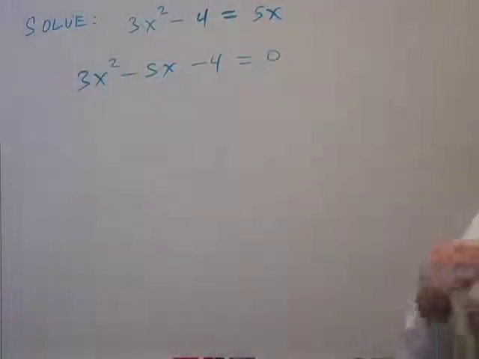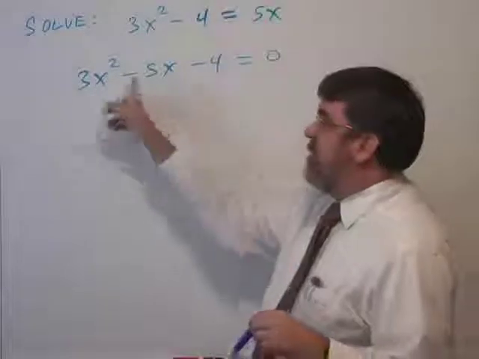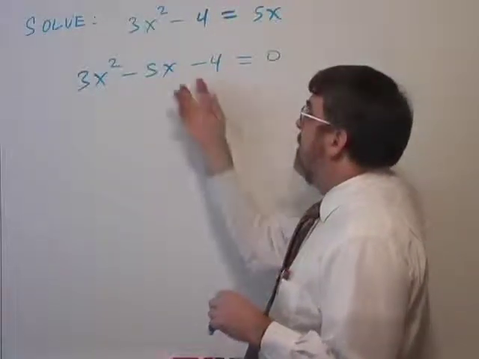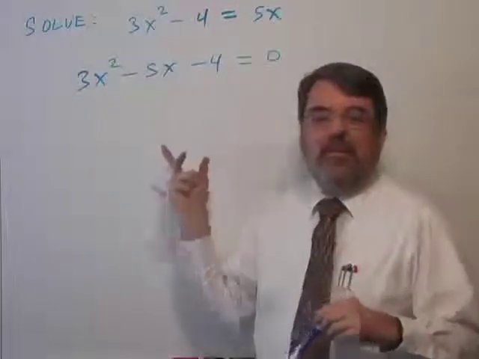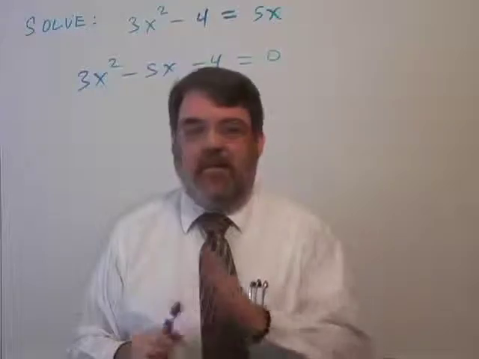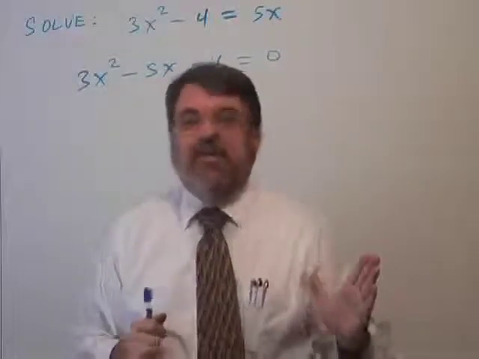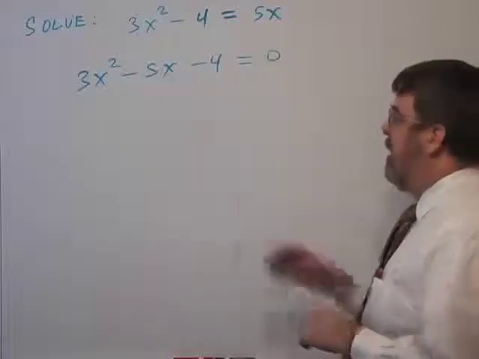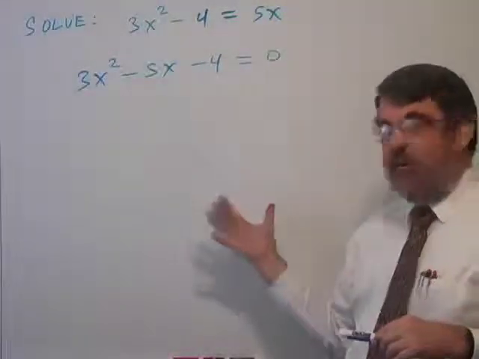Now, I wrote that in descending powers: x squared term, x, and then constant. And so if you put these in reverse order, for example, then there's just more chance you're going to screw up the quadratic formula. But if you get in the habit of writing in descending powers, then it should go a lot more smoothly for you. It is set up now to use the quadratic formula.